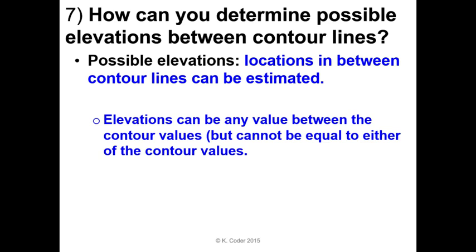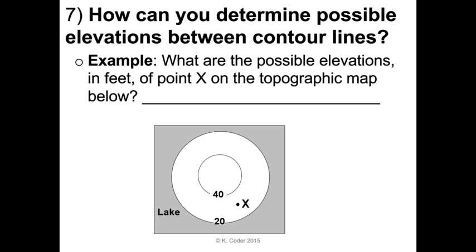The elevations can be any value that are between the contour lines but cannot be equal to the contour line values. Otherwise, they would be on the line. So we're going to have a couple examples here. So what are the possible elevations in feet of point X on the topographic map? Now you see the contour lines to the outside of X are both labeled with 40 and 20.